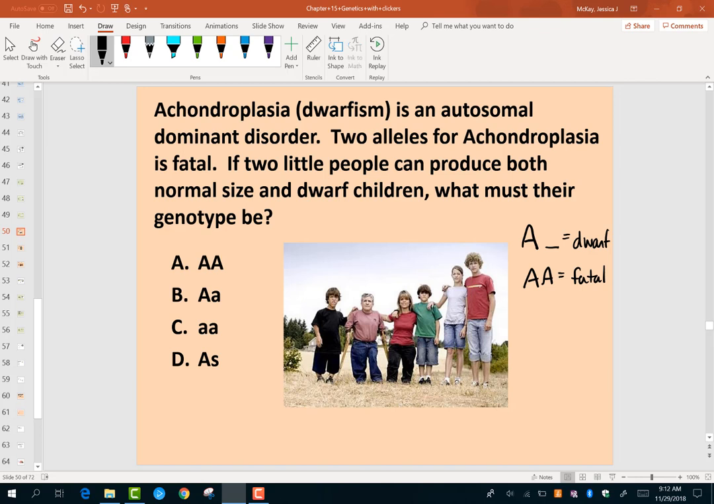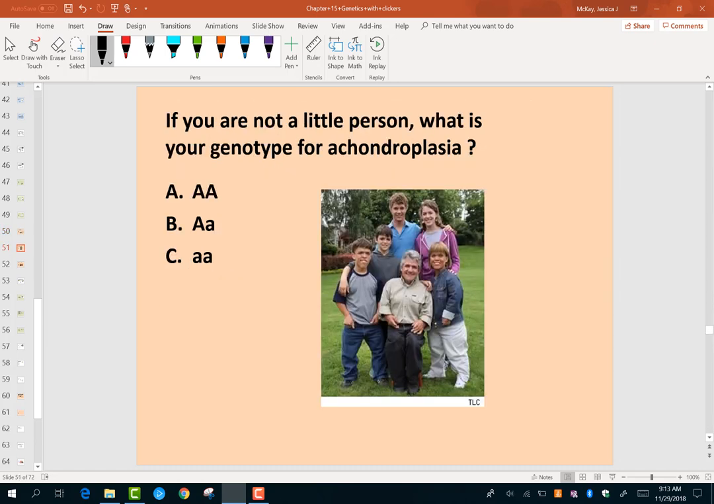So if two little people can produce normal size and dwarf children, what must be their genotype? If we know dwarf is big A something, and fatal is big A, big A, then little a must be normal. So this is one of those instances where dominant is not seen more often in the population. Here, recessive is. And we know that to be dwarf, you must be heterozygous. So the answer is B. If you're not a little person, what is your genotype? We just did that one. You are all homozygous recessive for the achondroplasia gene.